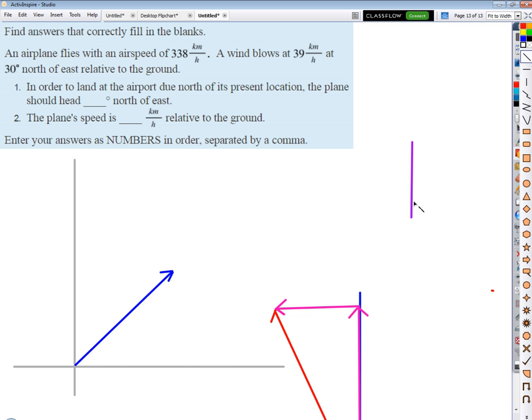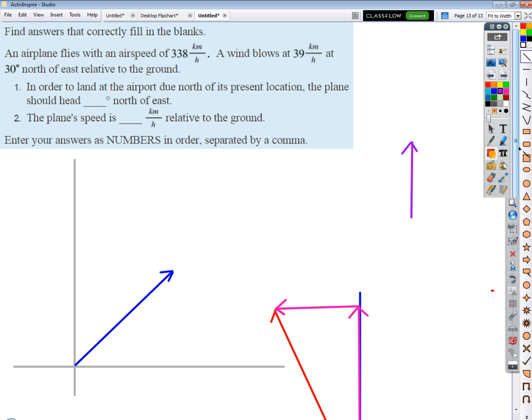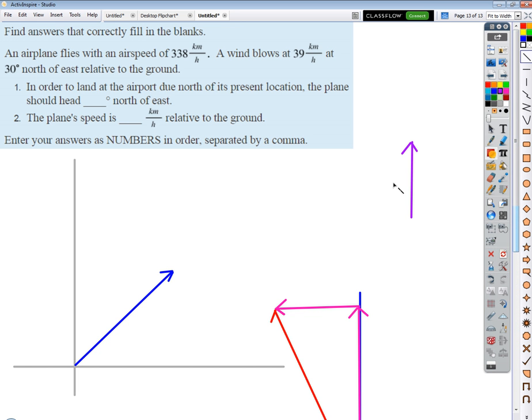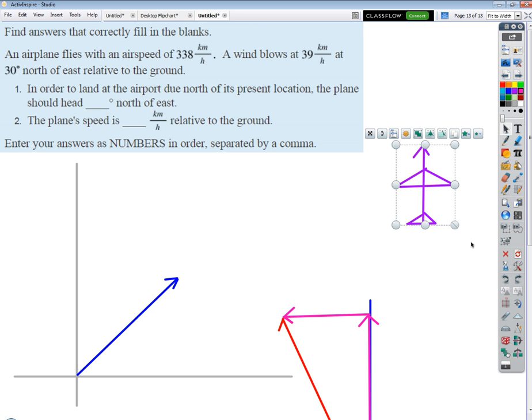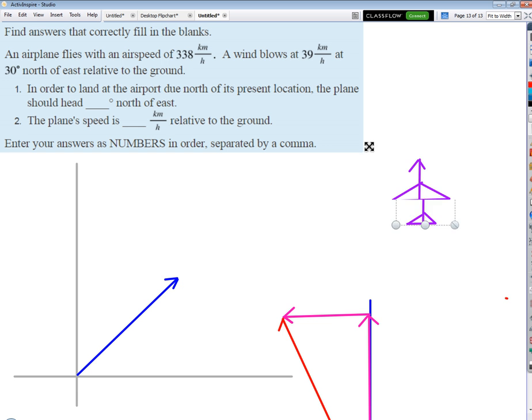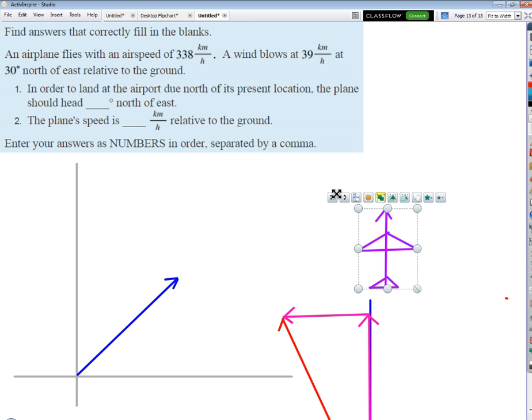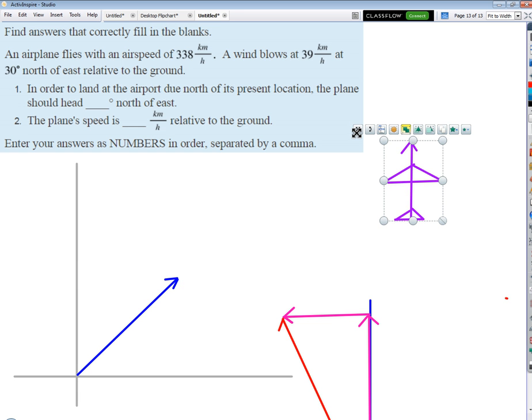So if that represents the airplane trying to go due north, let's say, there's my plane, trying to go due north. Pretty artistic, aren't I? So if the plane steers due north, what's going to happen to him? He's going to get blown off course a little bit to the east, isn't he?